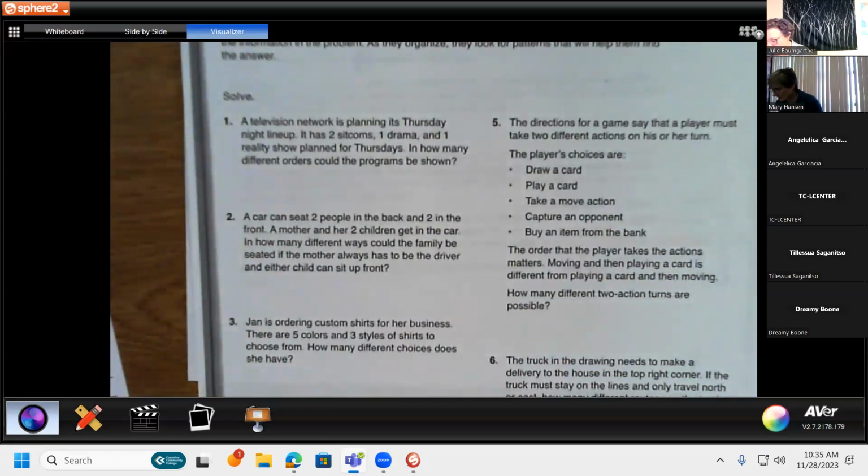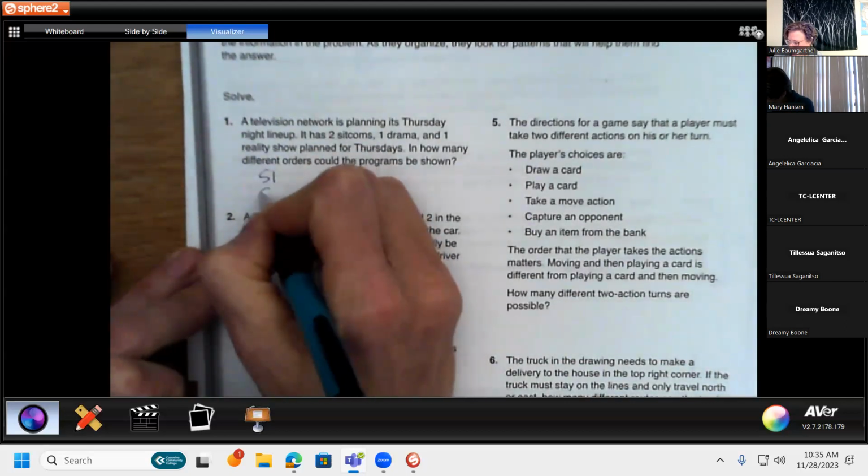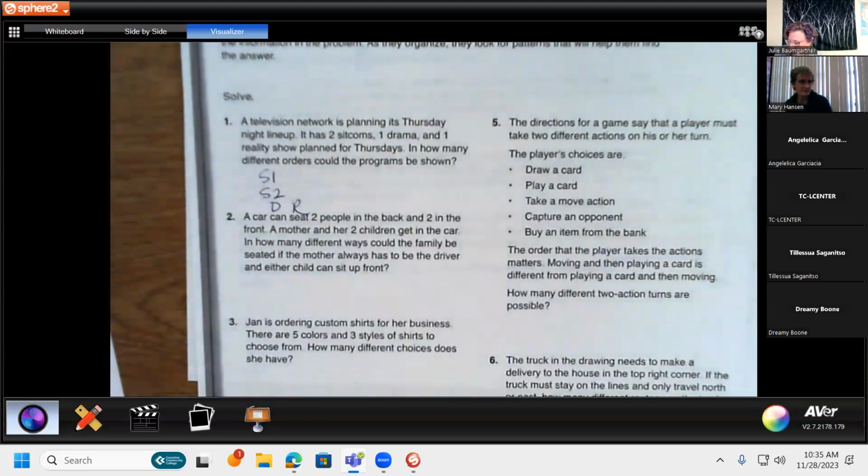So for 1, a television network is planning its Thursday night lineup. It has 2 sitcoms, 1 drama, and 1 reality show planned for Thursdays. And how many different orders could the programs be shown? And so one way, again, if you want to be efficient, you could say, I have sitcom 1, I have sitcom 2, I have a drama, and I have a reality. Okay. So they're asking how many ways could the programs be shown, in what order?